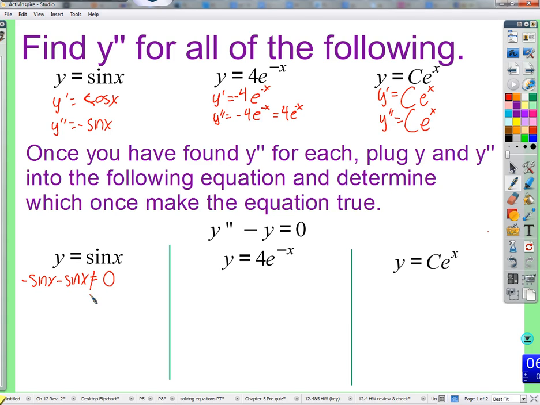Okay, here we do it again. Y double prime is 4 e to the negative x. And y is also 4 e to the negative x. Does it equal 0? Yeah, they're the exact same thing. That checks out. Here, we plug in y double prime and y. They're also identical. C times e to the x minus c times e to the x does equal 0. All right. So let's talk about what this means.